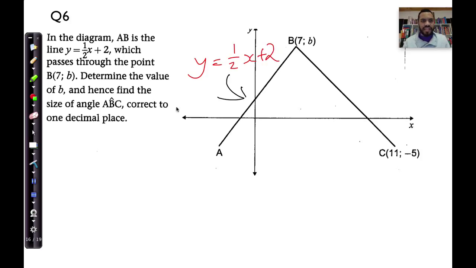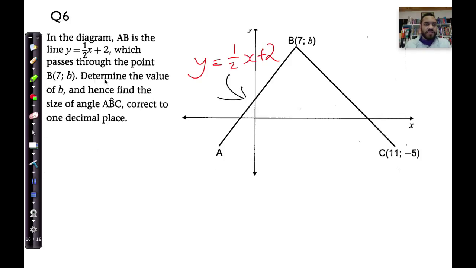plus 2, that's my AB line, which passes through the point B, which is this point over here, which has coordinates 7 and B. In other words, B is unknown. Okay, determine the value of B and hence find the size of angle ABC. Is angle A, B, and C, right? Correct to one decimal point. So let's see how we can do that.